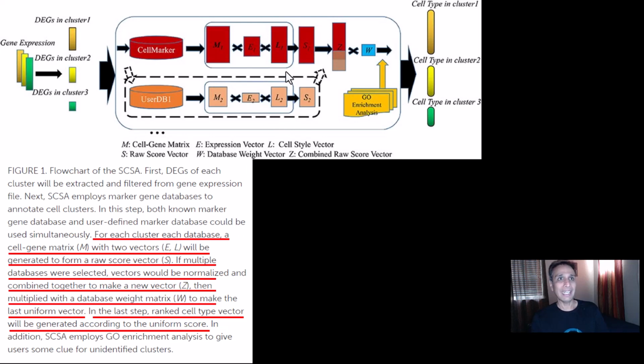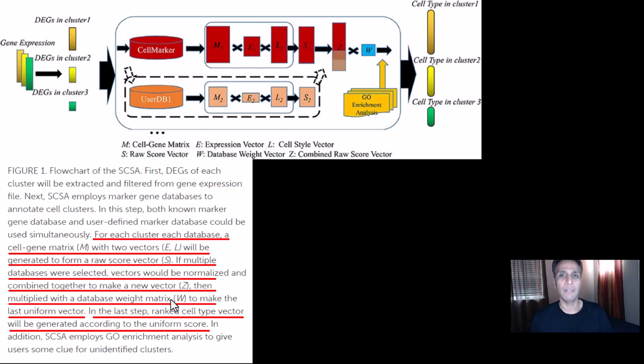Now, if you have S1 right there for cluster number 1, for example, and if you have multiple databases that are selected, then the vectors would be normalized. So when you combine that, you actually end up with a new vector called Z, labeled Z in here, and then you multiply that with a certain weight, the database weight matrix, to make the last uniform vector. And in the last step, the ranked cell type vector will be generated according to this uniform score.